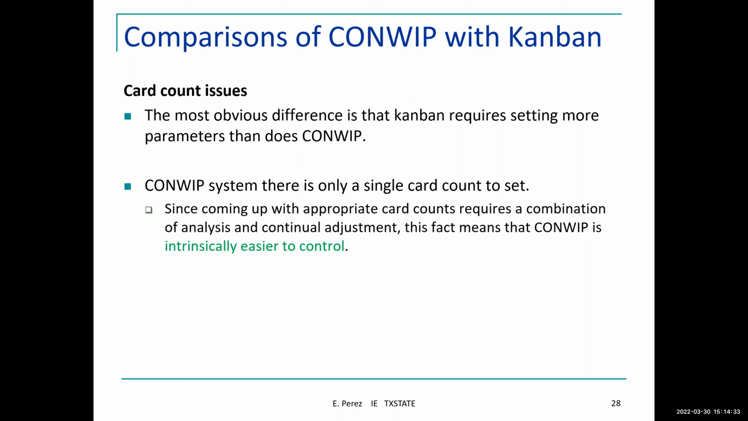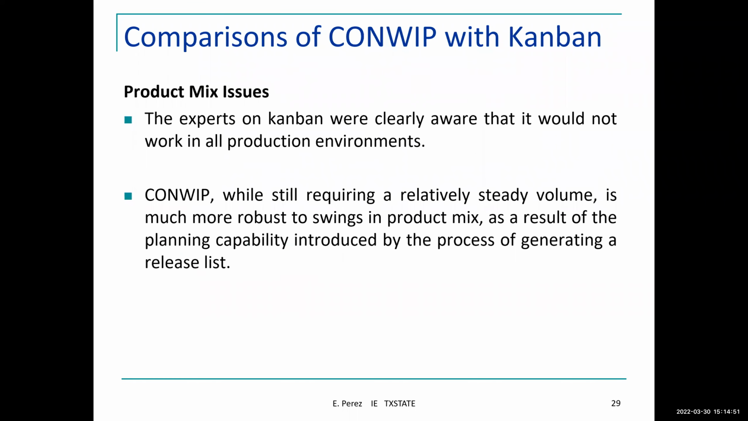But remember, the CONWIP methodology only works under certain assumptions. You have a line in which all products go through the same line. You're working with the same type of product. The routing is the same. If that's not the case, then CONWIP will be difficult to manage. Product mix issues: the experts on Kanban were clearly aware that it will not work in all production environments. CONWIP, while still requiring a relatively steady volume, is much more robust to swings in product mix. This is a result of the planning capability introduced by the process of generating a release list.